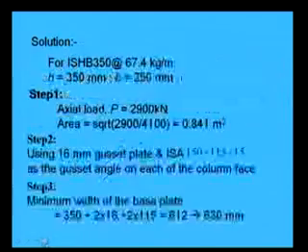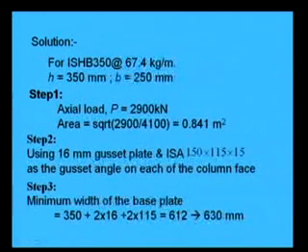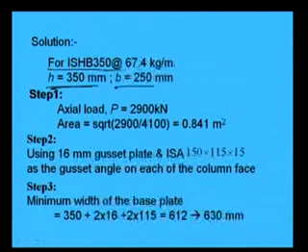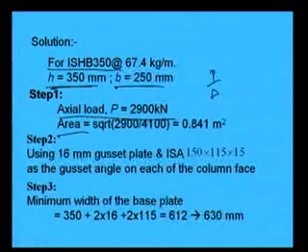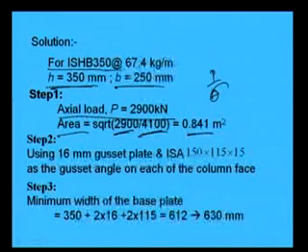For ISHB 350 we know H is 350 and B is 250. Now axial load was given, so area we can find out as P by sigma, P is 2900 and sigma is 4100, so 0.841 meter square. Now let us use a 16 mm gusset plate and ISA 150 by 115 by 15 as the gusset angle on each of the column face. So this we are going to assume.